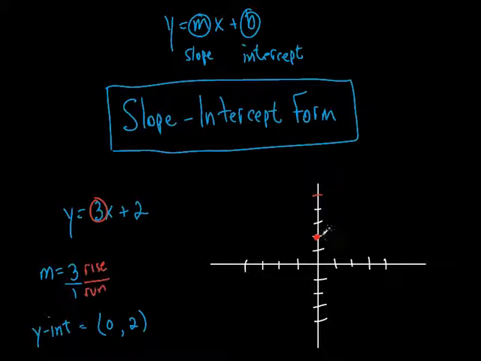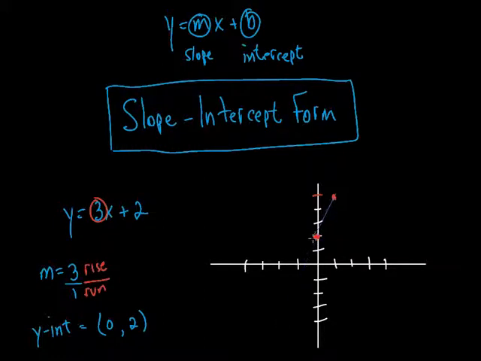Okay, so we rise 3, starting at this point. So we rise 3, 1, 2, 3, and we run what? 1. That means we go to the right, right? Positive 3 means we go up. Positive 1 means we go to the right. Now what do we do once we get those 2 points? We just connect them, right?